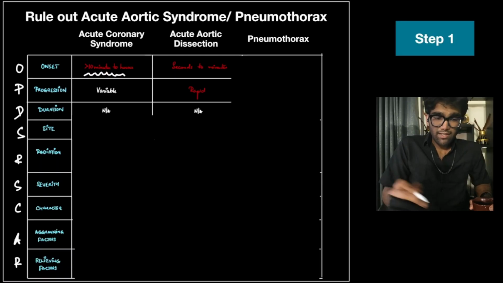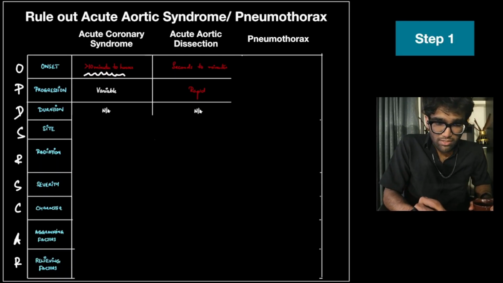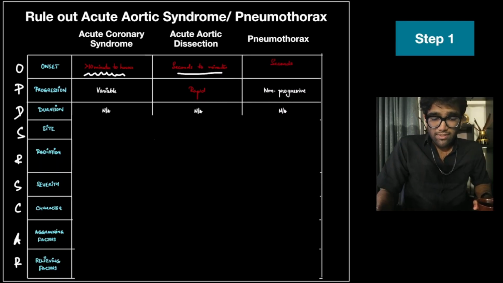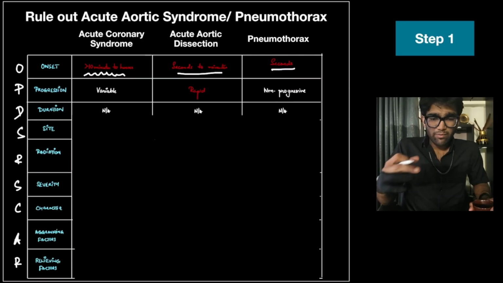On the other hand, acute aortic dissection is seconds to minutes, and the progression is very rapid. Pneumothorax is a few seconds, and usually it is very severe in the beginning, but it just stays that way.